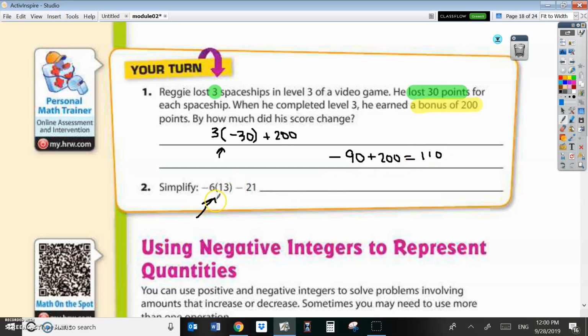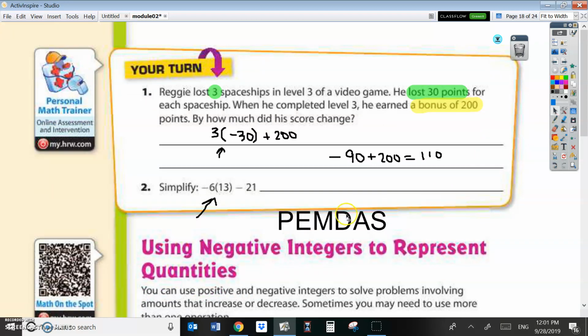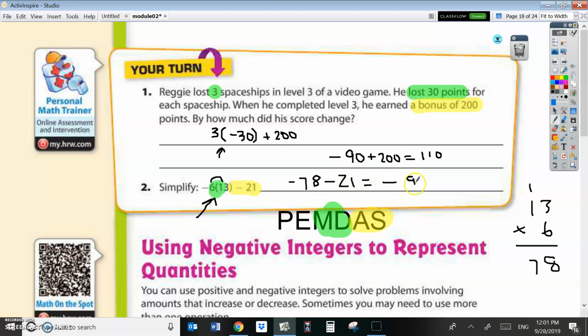So simplify this thing right here. Remember, multiply first. Multiply first. And then do addition subtraction. Six times 13 is 78, so negative 78 minus 21 equals negative 99.